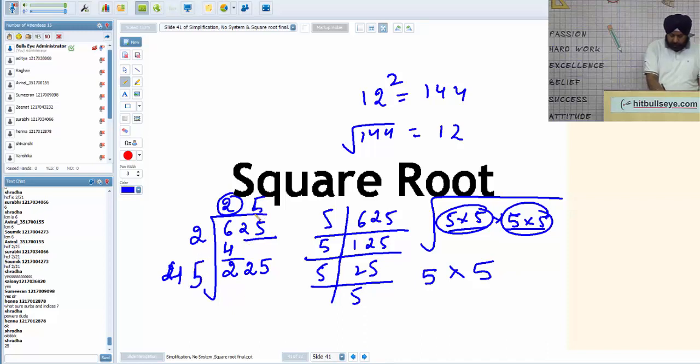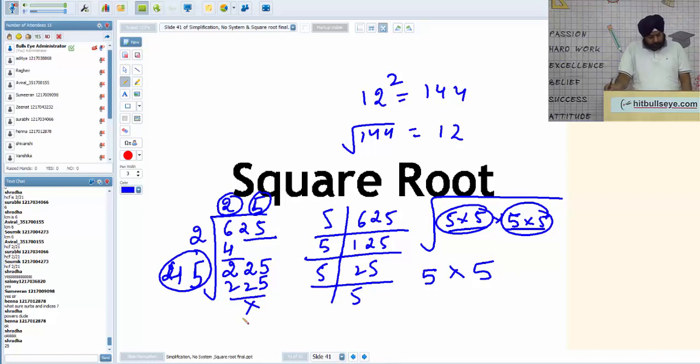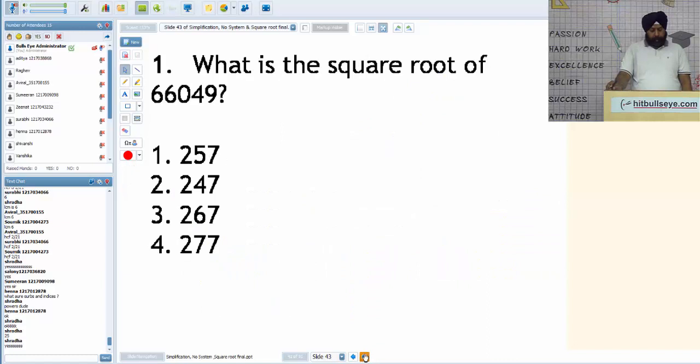Taking the unit digit into consideration, it's 5, 5 or 25. You have to multiply 5 by 45. It's 225. I hope you have seen this formula in your classes. Okay. And in a competitive exam, you can take the help of options also.